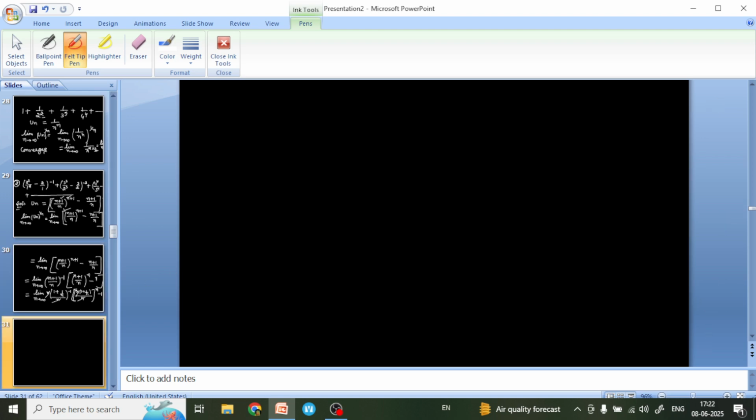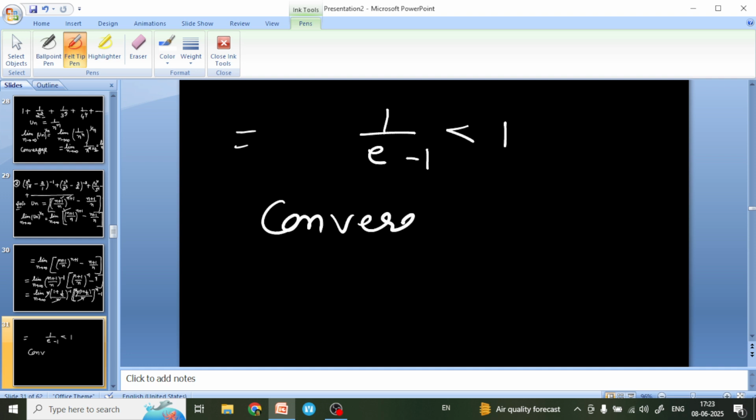Now you can write it as (1 by e) whole power minus 1, that is less than 1, so it converges, and the whole power is 1 by e minus 1.